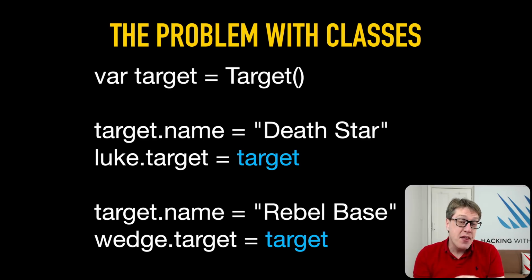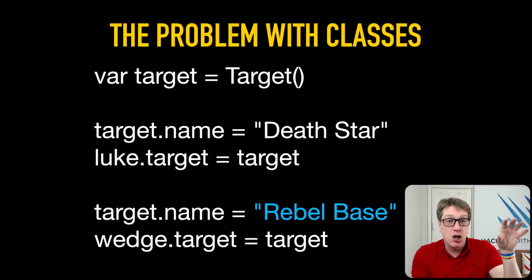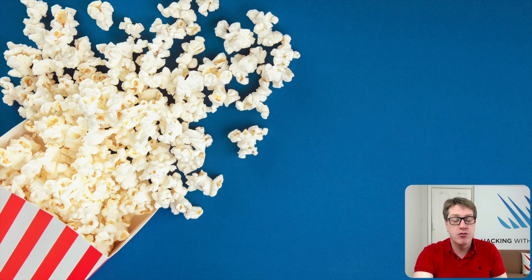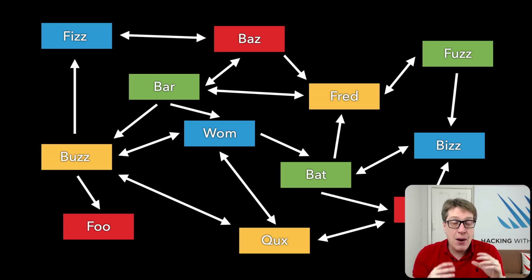Look again. They both use the same target variable, which means if target is a class and not a struct, changing the name to be Rebel Base means Luke will stop his attack on Death Star and instead bomb the Rebel Base, leading to all sorts of confused cinema goers. Now we all understand that shared access to data causes all sorts of problems.